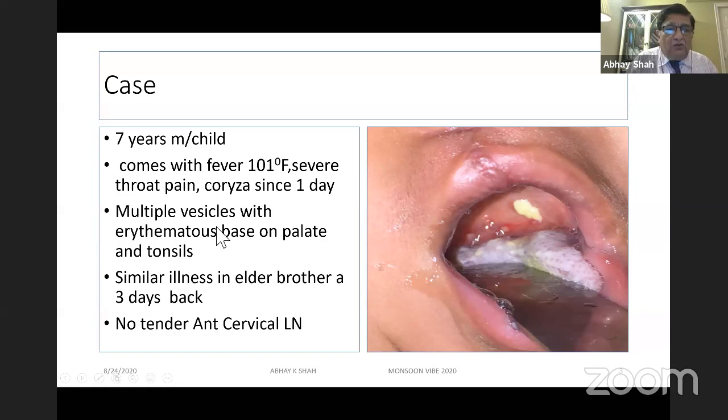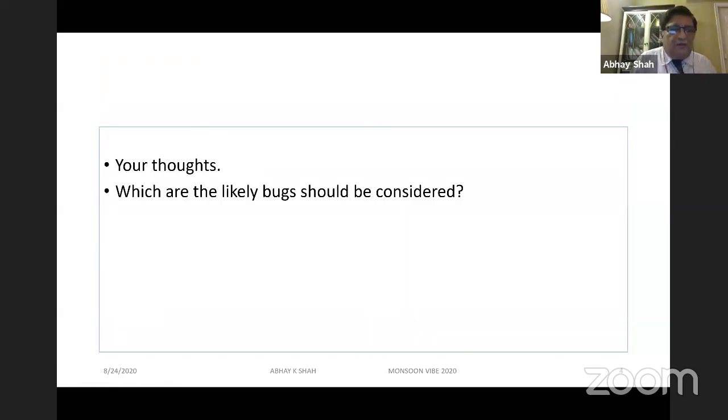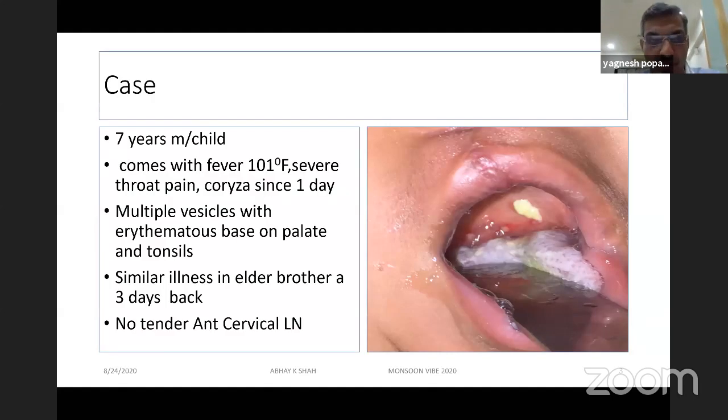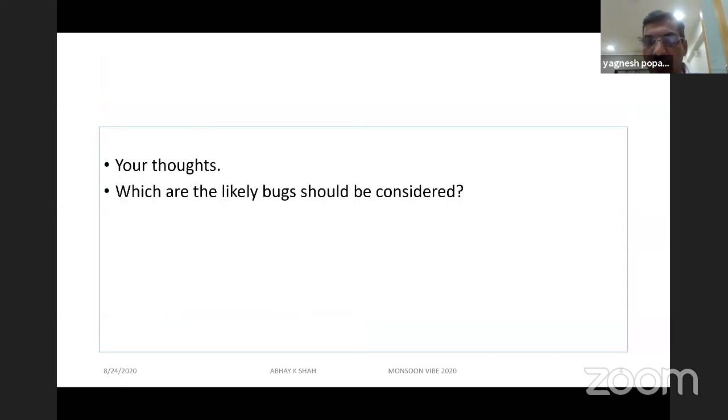So this is the child. With this background, what could we have thought? Which are the likely bugs you would consider in this case, Dr. Yagnesh? Yeah, can we go back to the previous slide, sir? So, friends, we have a child with a high-grade fever associated with coryza, and multiple vesicles with an erythematous base on the palate. So we are dealing with a case of tonsillopharyngitis here. And there is a similar illness in the family, no tender lymph nodes. So the probable bug here would be a viral infection. So finally coming to the conclusion, we are dealing with a case of pharyngotonsillitis, probably of viral origin.